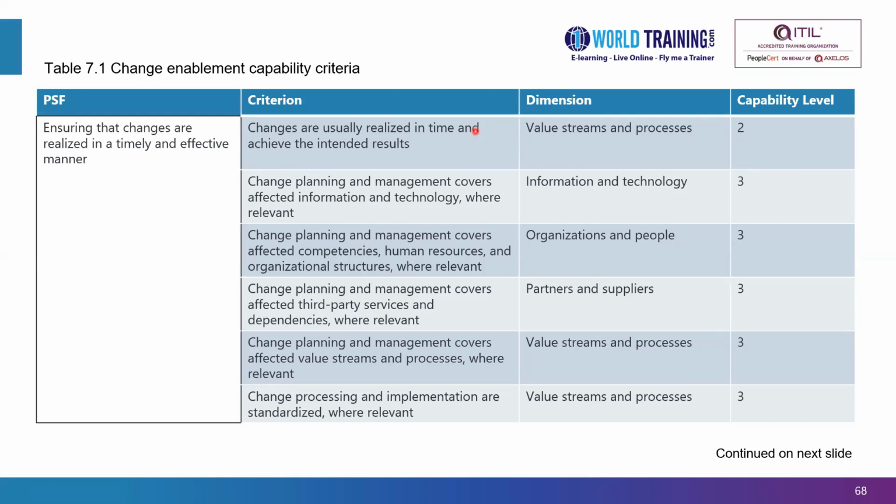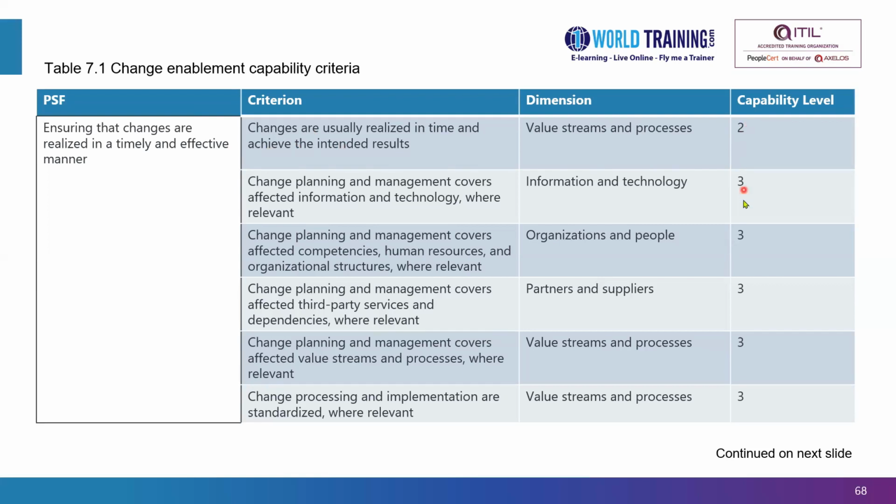For example, you can have a question in the exam, such as, if you look at this first entry, changes are usually realized in time and achieve the intended results. The question could be, which PSF does this criteria apply to? Therefore, you need to somehow remember that this criteria is relevant to the PSF of ensuring that the changes are realized in a timely and effective manner. Now, a big clue there is to look at words of timeliness and effectiveness in the criteria, meaning you need to map some of the words from the PSF to the words in the criteria, and then you can do an easy matching to get the correct answer in an exam question.